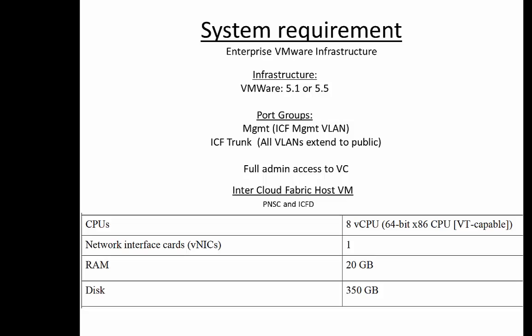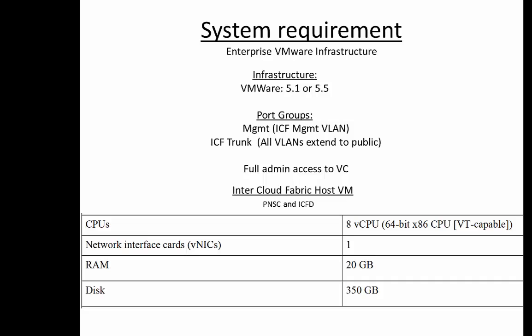Port groups, as I said, we need 2: management, where all the ICF management would get from, and the ICF trunk, where all the VLANs extend to the public from private. The access level, you need full admin access to the virtual center because you're going to deploy, move VMs, and do a lot of admin stuff here.